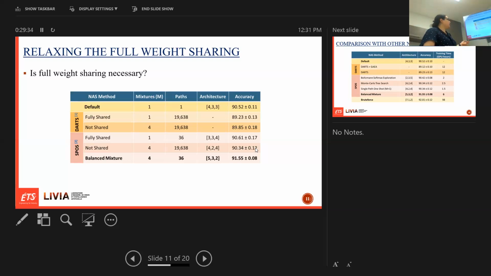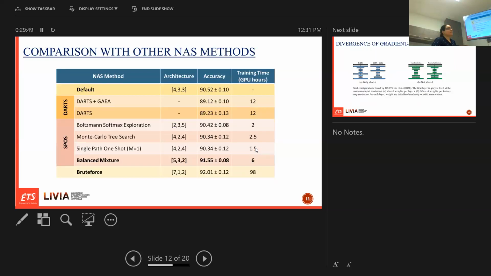So it makes sense that we partition the search space the way we did, rather than the way that people who deal with operations rather than feature map sizes do. So we did a comparison with different NAS methods to see if our method is really both better and more efficient than them.